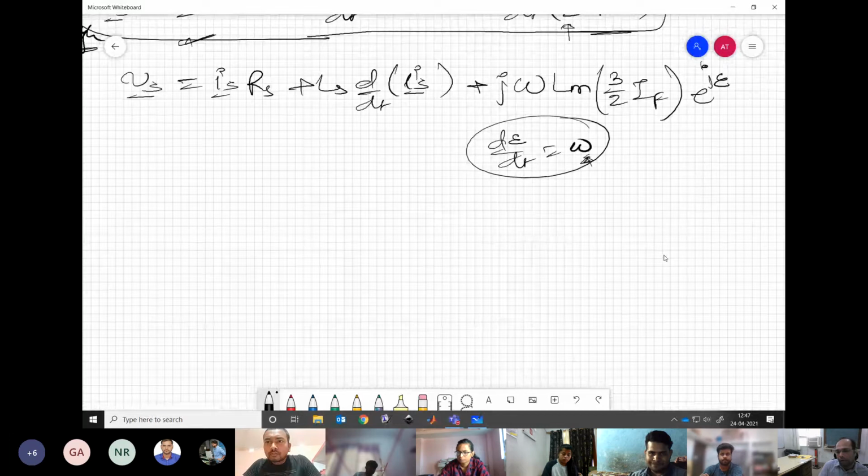So here if you expand this term e raised to power j epsilon as cos epsilon plus j sin epsilon, this will come as something like minus omega lm. Is that correct? Can you verify quickly?